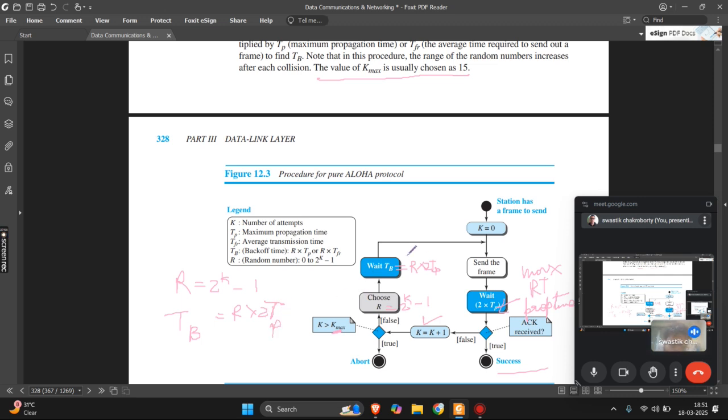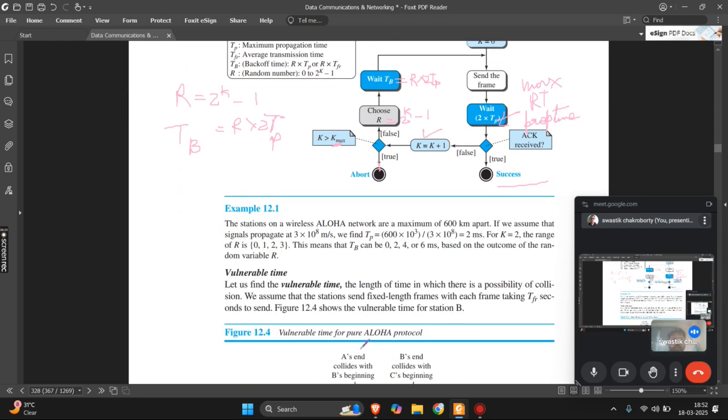Once we have done the waiting, we can send the frame again, and then we will wait the amount of round trip propagation time for the packet to go to the receiver and the acknowledgement to come back from the receiver to the transmitter. If that is true, it is a success, or else we will increase the counter of attempted retransmissions and then go ahead again till we reach K greater than K max. Once we reach the maximum number of transmissions, we will abort if we cannot send the message by then. So this is the pure ALOHA protocol.